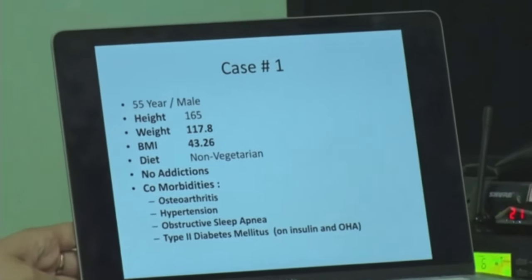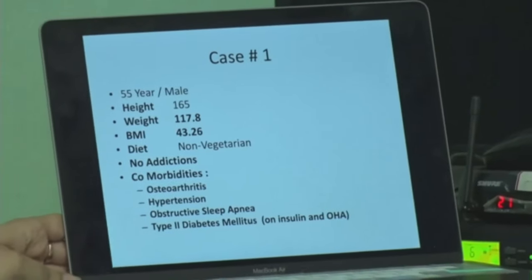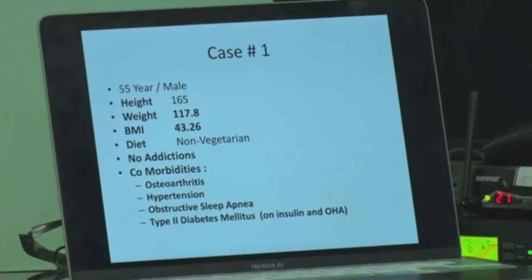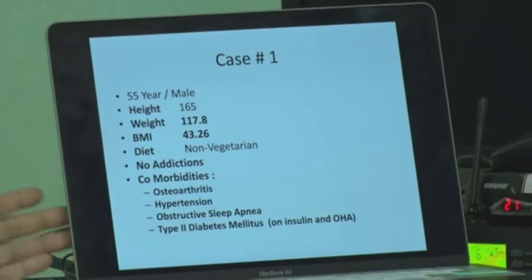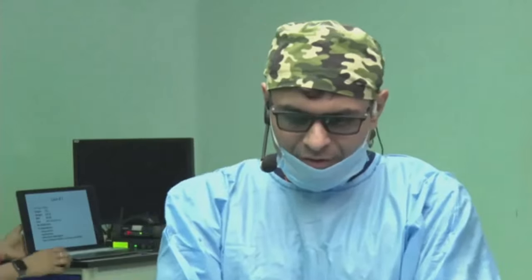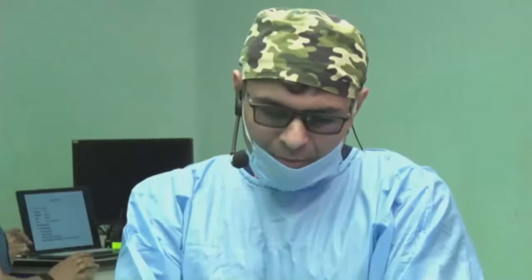Here we have a 117 kg male with a BMI of 43 with very severe diabetes, mostly on insulin and oral hypoglycemic agents. The insulin is around 150 units, and despite that sort of insulin, his diabetes is not controlled. The patient already has microvascular disease. He has retinopathy, which has been diagnosed as grade 1. He has started to have proteins and microalbuminuria. He has one stent in his left LAD. So we have all the microvascular complications here.